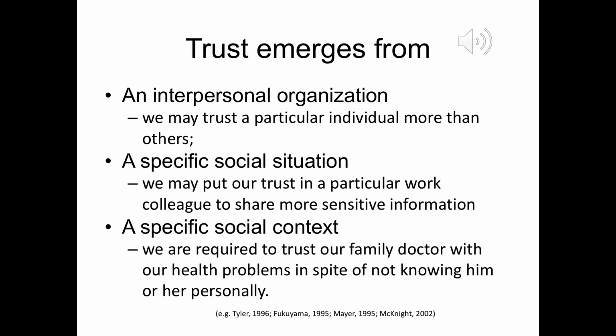Trust emerges from interpersonal interaction. This means that we might trust a particular individual more than others. Within a specific situation, for example, we might trust a particular work colleague and share with them more sensitive information like family-related information. The same happens in a specific social context like family doctor and patient. We are required in this context to trust our family doctor with our health problems, in spite of not knowing him or her personally.